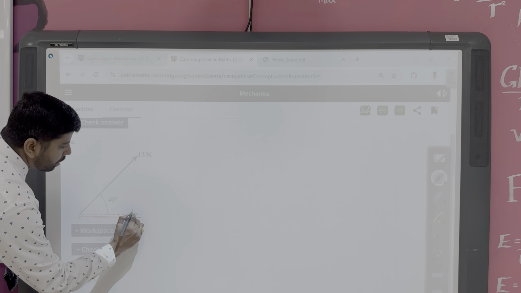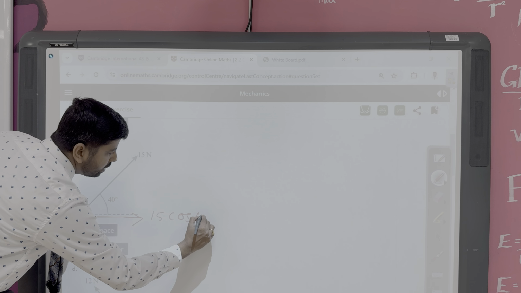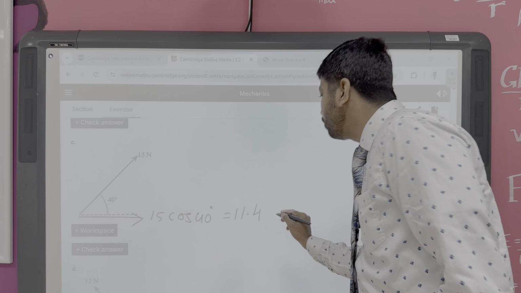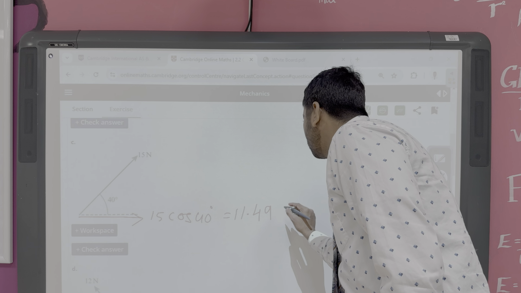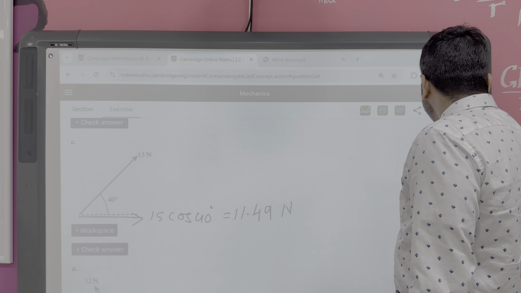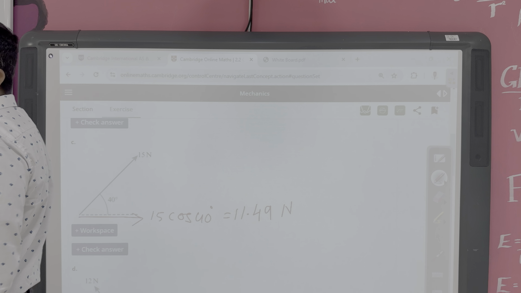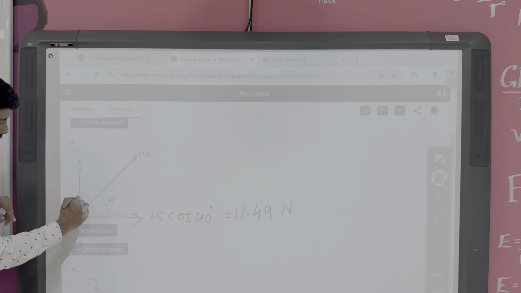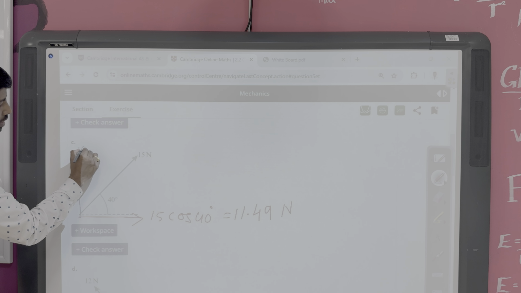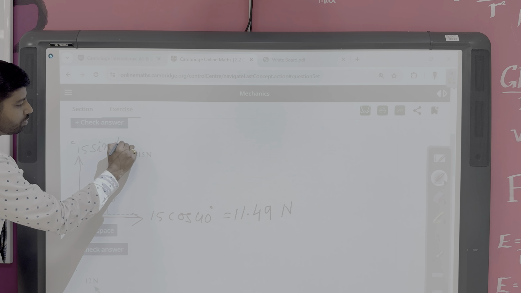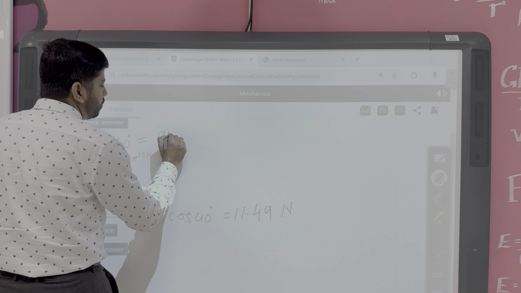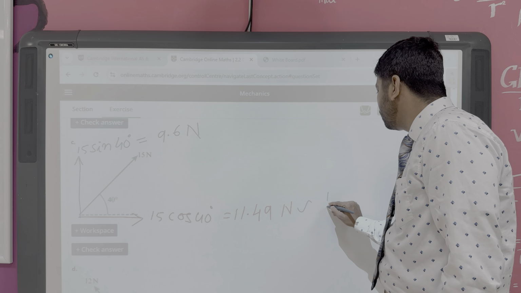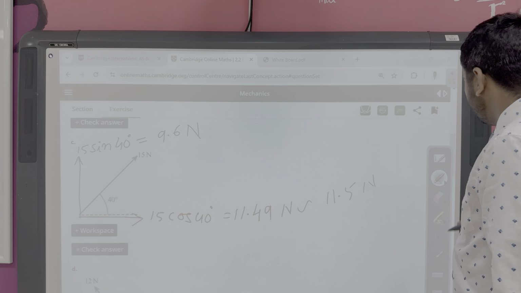So this component will be 15 cos 40 degree. Can you use a calculator please? How much is it coming? 11.449. We can make it 11.5, no problem. This much Newton. Similarly, if I find its vertical component, you have two choices. Either you can write the vertical component here or here, no problem. Let me write here. This is my style. What will be the vertical component? 15 sine 40. Are you with me? If you calculate, it will be 9.64. Okay, so similarly, you can find out.